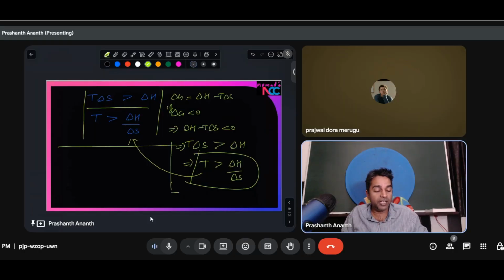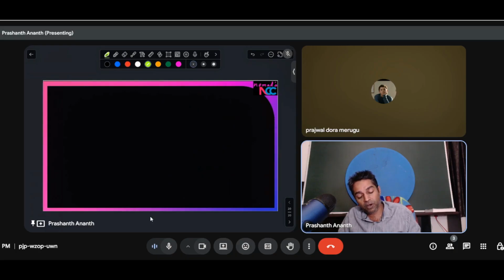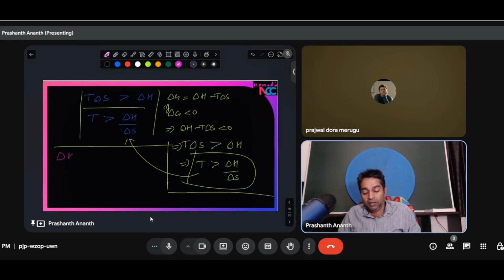Now, you have seen two of these cases. Let's look at one more case. In the next case, delta H is negative and delta S is also positive, meaning delta H is negative, so stability is gained, and freedom is also gained.